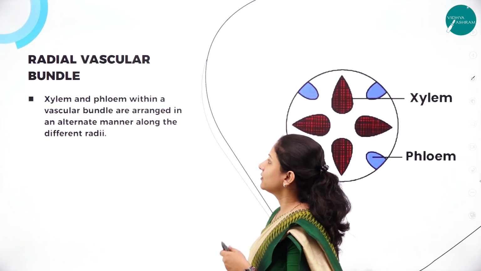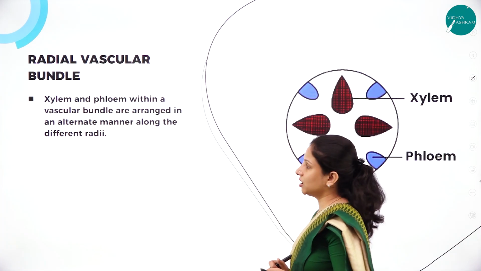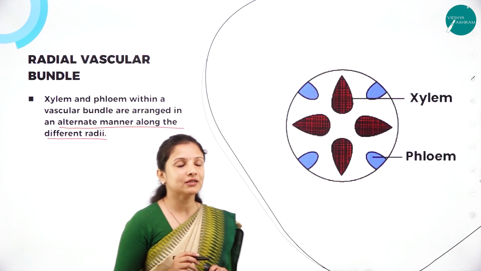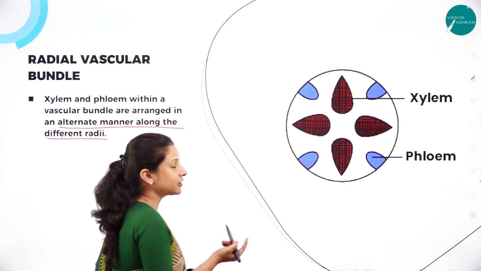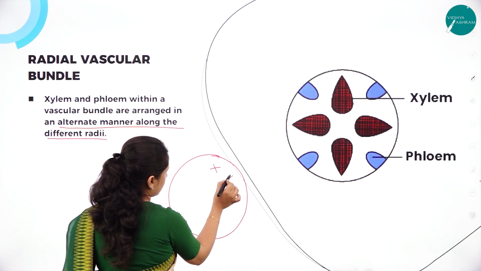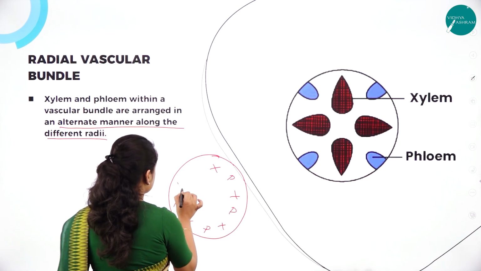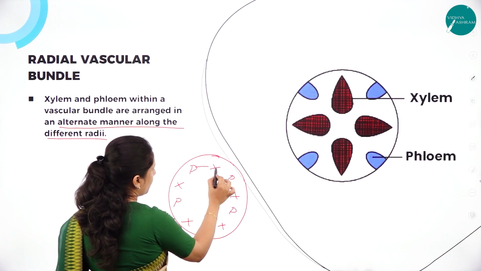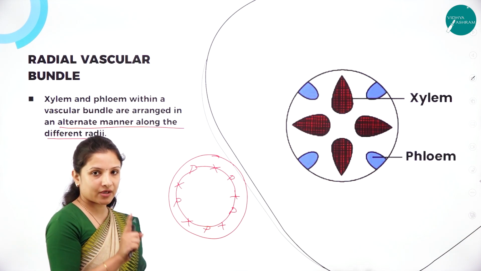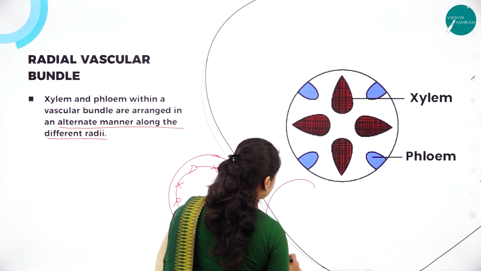Talking about the radial vascular bundle, here the xylem and phloem within the vascular bundle are arranged in an alternate manner along different radii. It's not in the same radii. If it were in the same radii, how would it look? It will be like this: xylem, phloem, xylem, phloem, xylem, phloem. See, they are arranged in one line like this. But it is not in the same radii. They will be in different radii. Can you see here? For example, I'll just draw it like this.